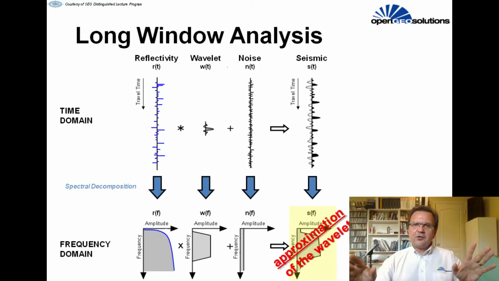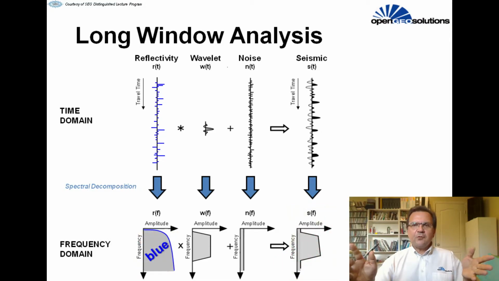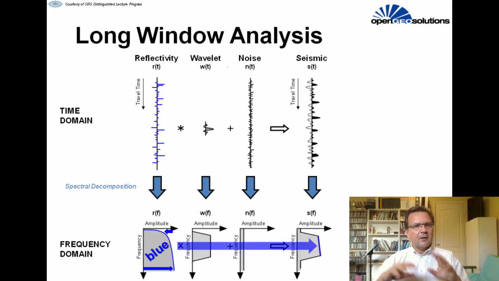Now, I say approximation because reflectivity is not purely white. It has a blue spectral color, by which I mean that it exhibits higher amplitude at higher frequencies and lower amplitude at lower frequencies. This spectral color is carried as a component of the long window amplitude spectrum.